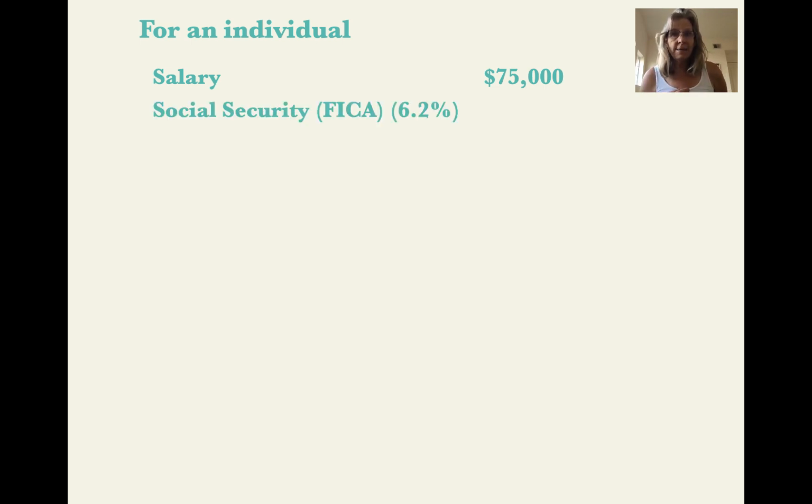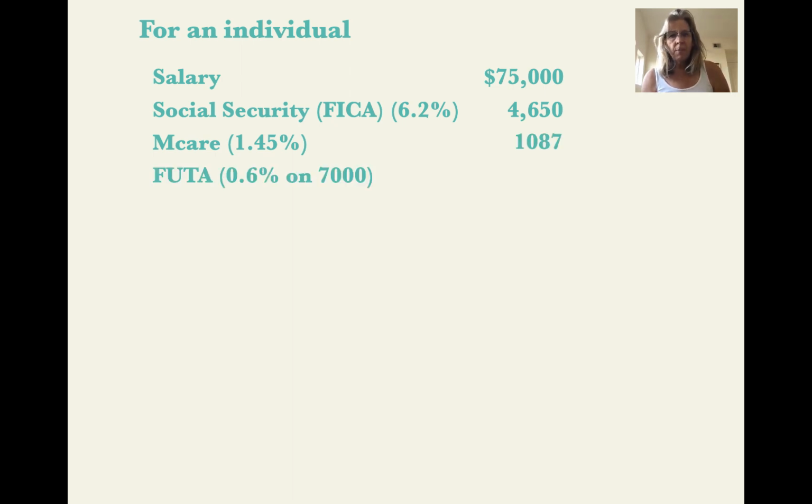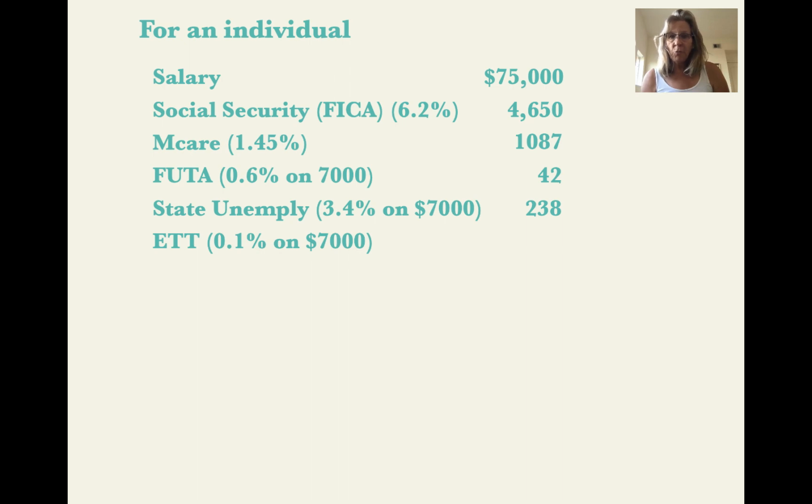So the first thing I'm going to add to that is Social Security tax. It's 6.2% on the first $132,000. You make less than $132,000, so it'll just be 6.2%, or $4,650. Medicare is 1.45%, which is $1,087. Federal unemployment, which is FUTA, is 0.6% on the first $7,000, so that's $42. State unemployment is 3.4%, which is what I'm assuming here, on the first $7,000, so that's $238. Employment training tax is 0.1% on $7,000, which is only $7.